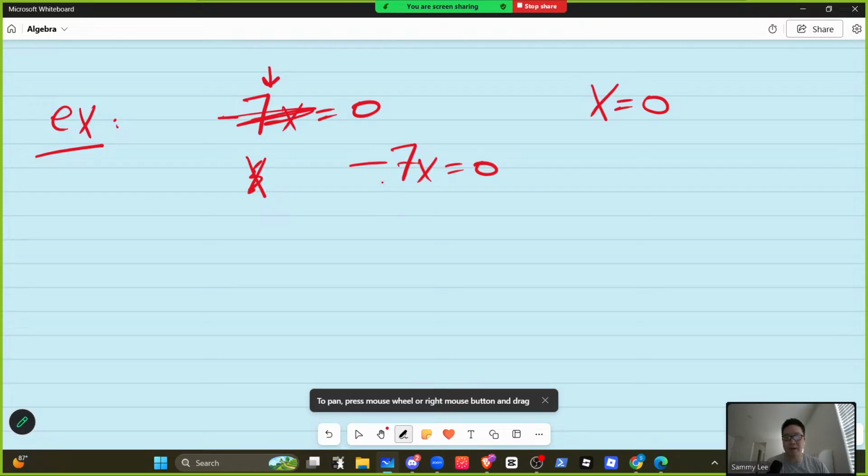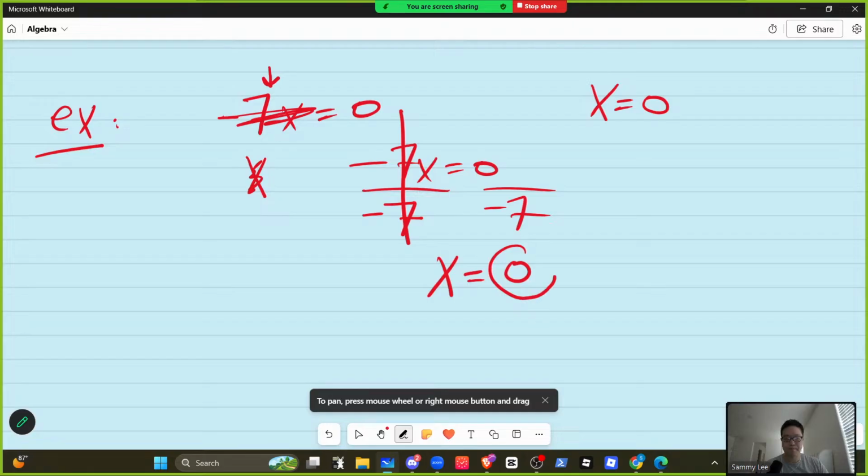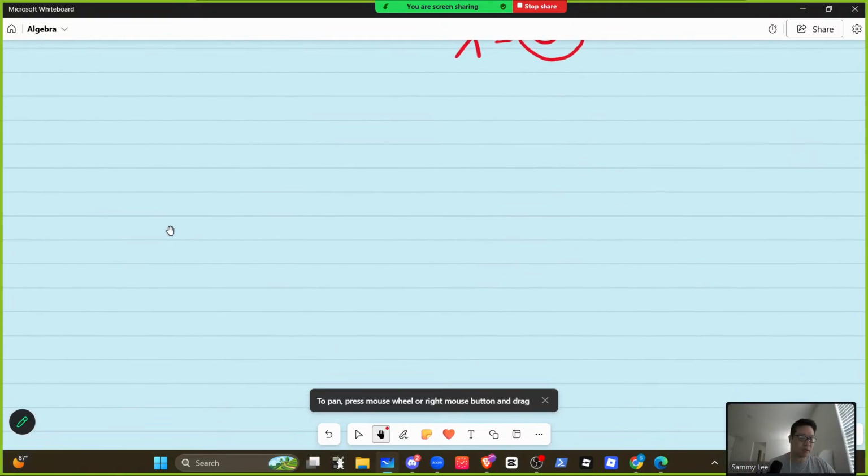But using the techniques of algebra, we can do the same thing. We're going to divide by negative 7, because the inverse operation of multiplying by negative 7 is dividing by negative 7. And we're going to do it to both sides. So x is going to equal 0 divided by negative 7, which is 0. All right, so let's move on to something a little bit more complicated.